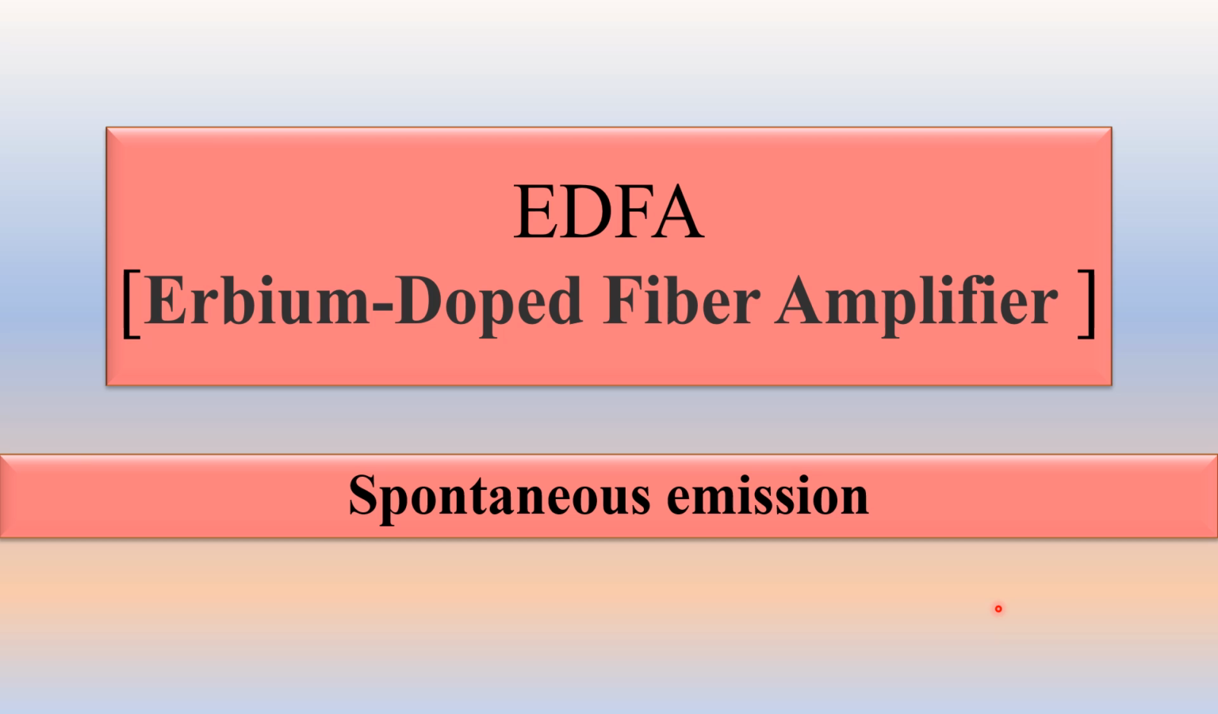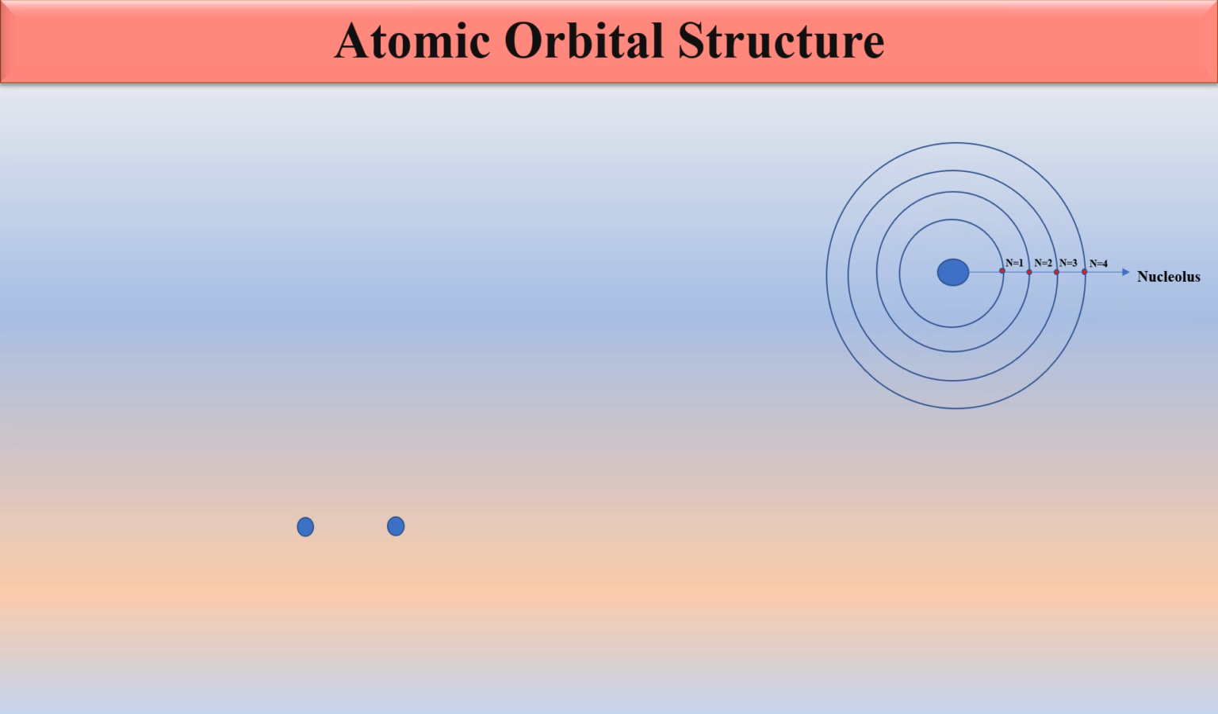We will discuss the working principle in detail in a separate video, but here we will concentrate on spontaneous emission. So let's see what spontaneous emission is. First of all, we just need to know the atomic orbital structure. You can see here, this is the atomic orbital structure.